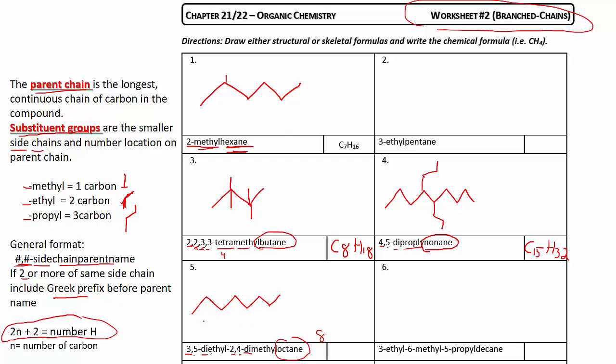Oops, 7, 8. And then from there, at the 3 spot, an ethyl group, 1, 2, 3, so an ethyl group. And at the 5 spot, 1, 2, 3, 4, 5, an ethyl group. And then the 2 and the 4, dimethyl, both methyl groups there to get us to our number of carbons. How many do we have total for our formula? Octane, 8, plus 1, 2, 3, 4, 5, 6 is 14 total. So C14, and times 2 plus 2, 28, 30.